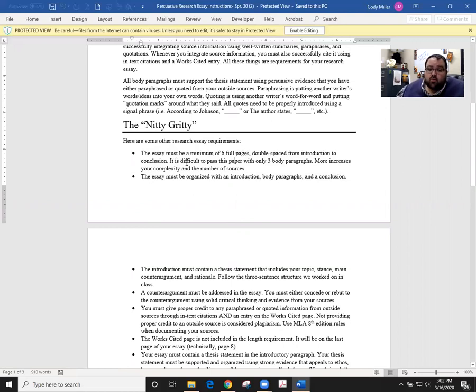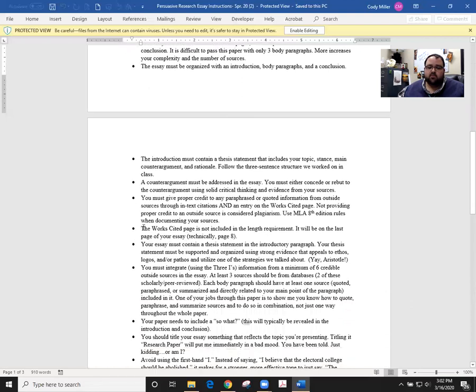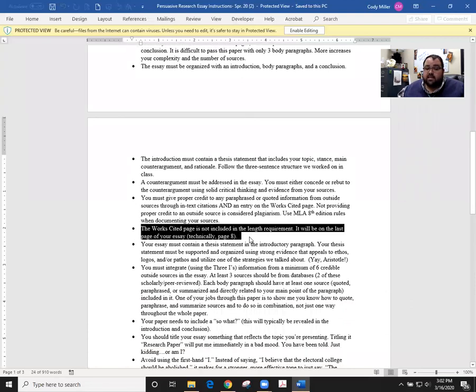What I will tell you overall is that it is difficult to pass this paper with higher than the minimum of 73.4 if you're only writing 3 body paragraphs. That generally will not get you, it's very rare, to the 6 full pages. So you want to think 6 full pages spilling onto the 7th, and that means that your works cited page, which is down here in this bullet, will largely fall on the 8th page.